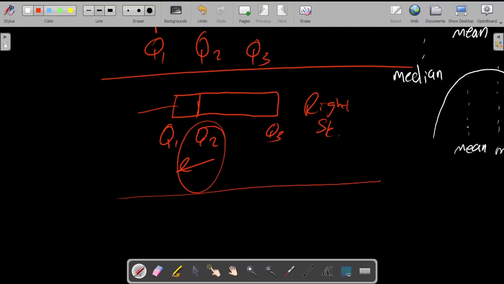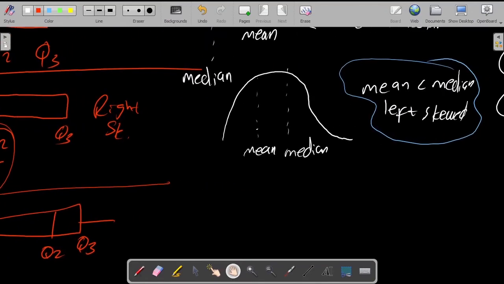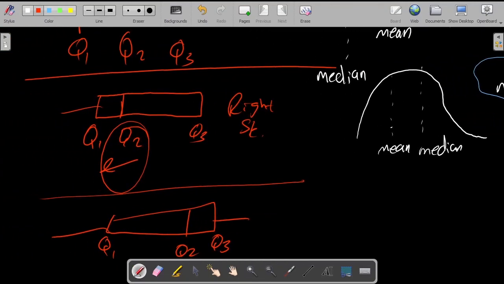And finally, if your Q2 inches more towards the Q3, then this is an indication that you have your median. So the median is actually greater than the mean, or the mean is less than the median. And in this case, you'd have left skewed.